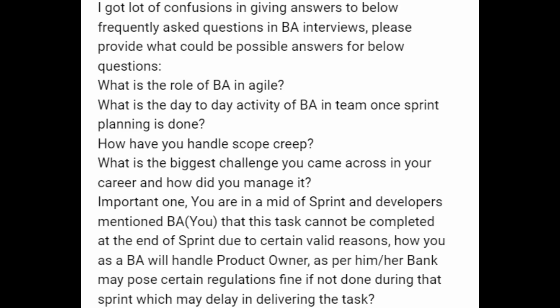Okay, let me translate. I think what he's saying is you're in the middle of the sprint, and then the developers tell you that they can't complete the story, and they have a very good reason why. And it's asking, how do you as a BA handle the product owner if the product owner has made a commitment because of certain regulations? Maybe they're working in banking, they have certain regulations and certain fines that they'll encounter if it's not done during the sprint that we had agreed to. So in other words, you've committed to your clients that you're going to get this thing done within that 2-week period of time maybe, and then close to the end of the sprint, the developers say we can't do it. How do you handle it as a BA?